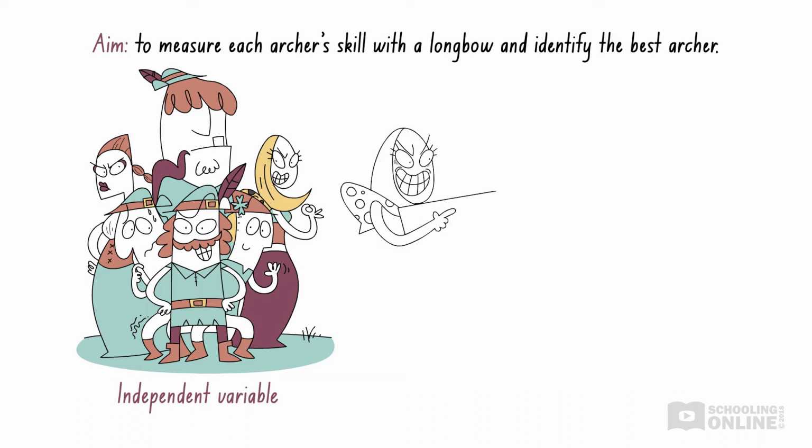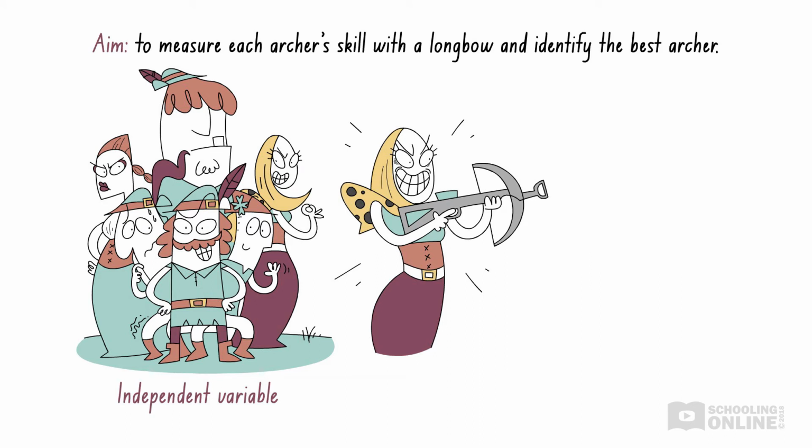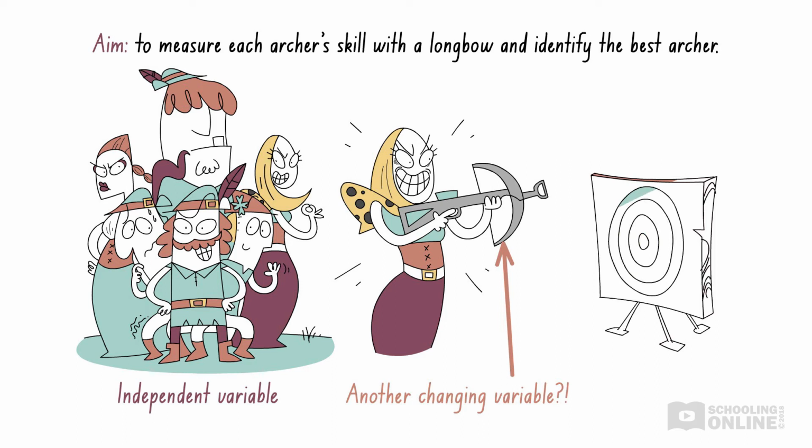But when it was Chelsea the cheater's turn, she introduced another changing variable, the type of bow. This means that 2 factors were changed, the archer and the type of bow. We cannot attribute her good score to just her archery skill, as using the crossbow may have contributed in some way. Therefore, the results from her round are invalid.